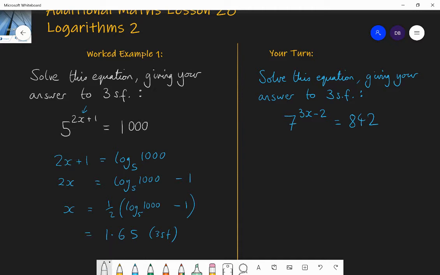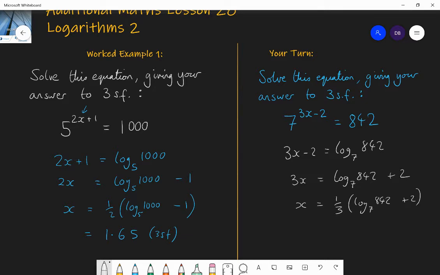Okay, I'll go through the answer now. So firstly, you know that 3x minus 2 is equal to log base 7 of 842. And then you add 2 to both sides, so 3x is equal to log base 7 of 842, dramatic pause, add 2. And then x is equal to a third of all of that. A third of log base 7 of 842 plus 2, which is, to three significant figures, 1.82. If you got that right, superb. Okay, let's go on with the next type.